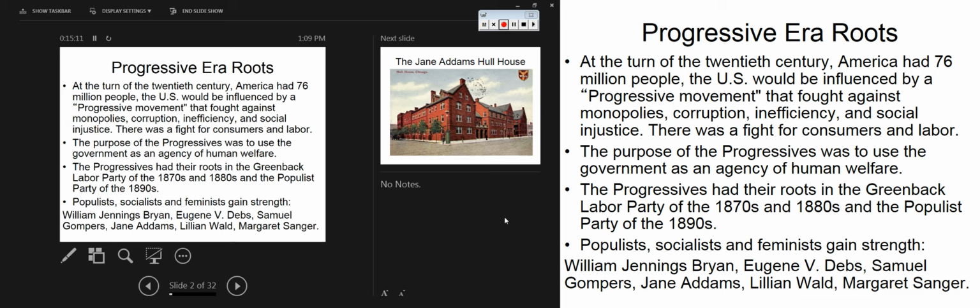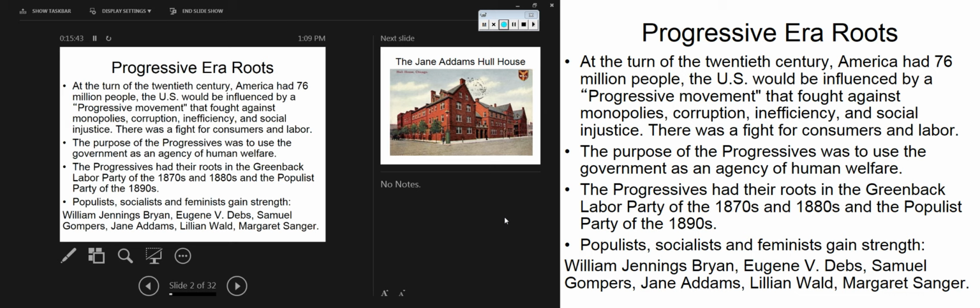So the purpose of the Progressive Era was all about using the government as an agency of human welfare. The progressive roots date back to the Greenback Party, Greenback Labor Party, at the end of the Civil War, the Silverite Movement for bimetallism, the rise of the Populist Party, labor strikes and riots, the March on Washington led by Jacob Coxey and Coxey's army, and some pretty significant populists, socialists, and feminists come into the forefront.